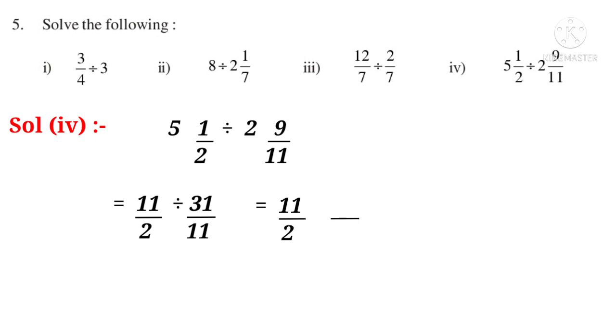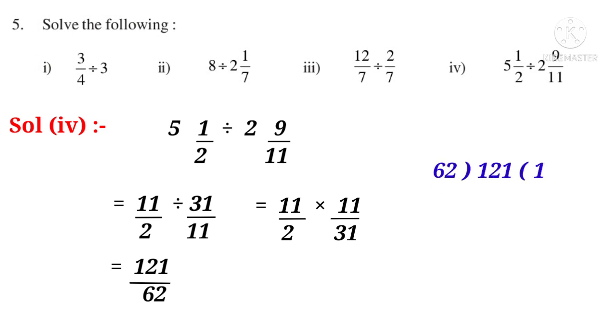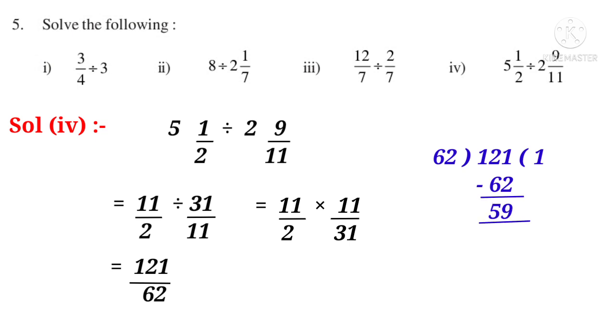That is equal to 11 by 2 into 11 by 31, because the reciprocal of 31 by 11 is 11 by 31. On multiplying, numerator 11 into 11 is 121. Denominator 2 into 31 is 62. By dividing 121 by 62, 62 ones are 62. By subtraction we get 59. So in mixed fraction, it is 1 59 by 62.